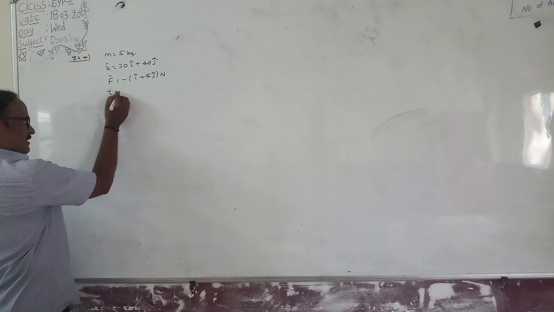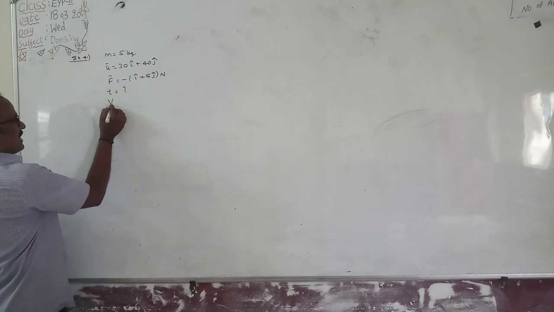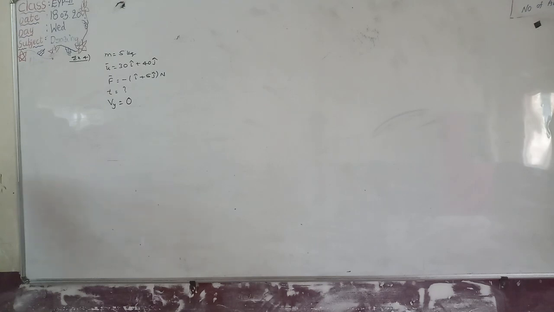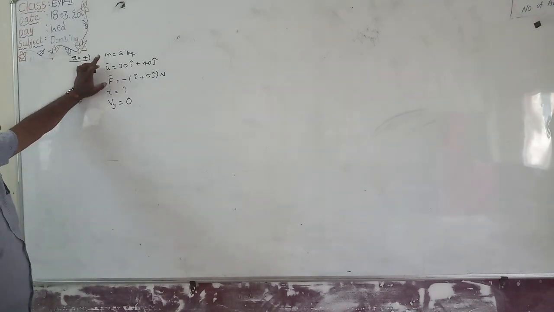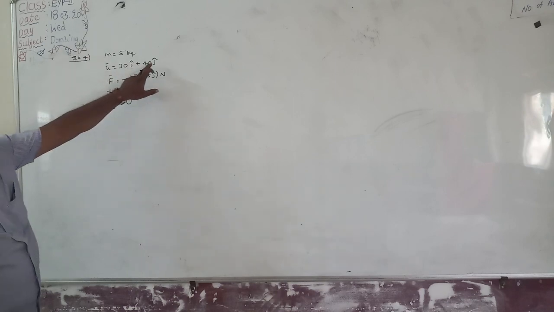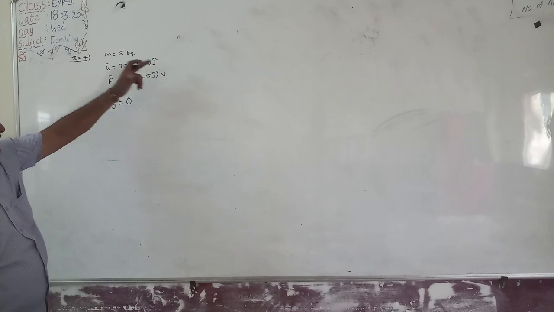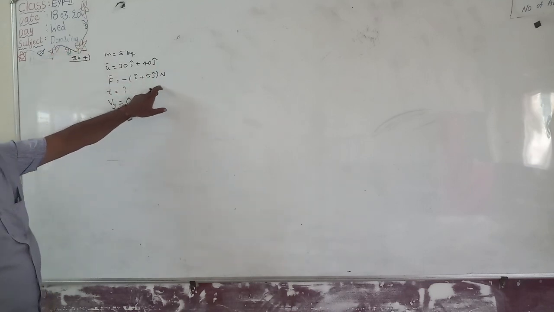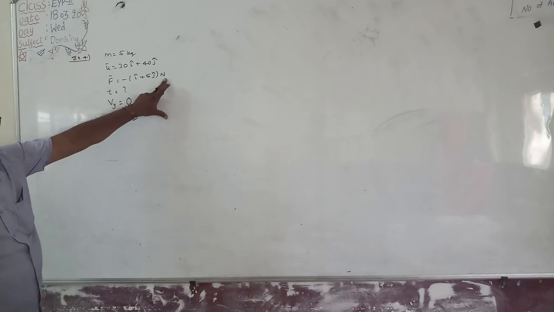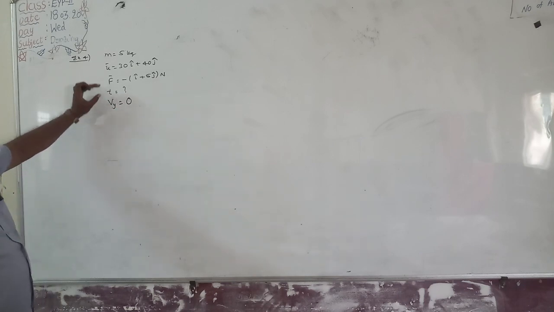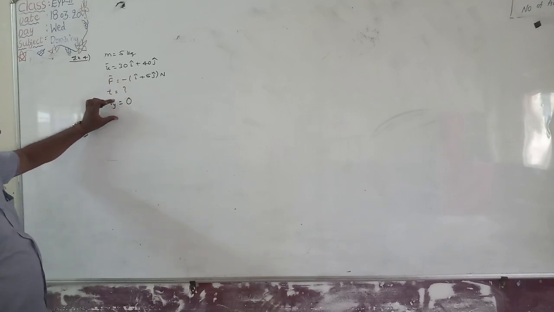Find the time after which the y component of velocity becomes 0. This is the requirement. A body of mass 5 kilograms starts from the origin with an initial velocity of 30 i bar plus 40 j bar. A force F bar equal to minus i cap plus 5 j cap Newton is applied continuously. Find the time after which the y component of velocity of the body becomes 0.